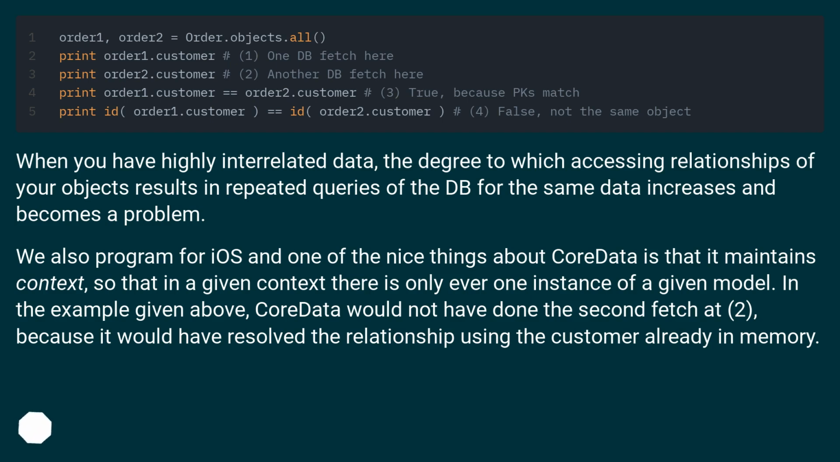We also program for iOS, and one of the nice things about Core Data is that it maintains context, so that in a given context there is only ever one instance of a given model. In the example given above, Core Data would not have done the second fetch at 2, because it would have resolved the relationship using the customer already in memory.